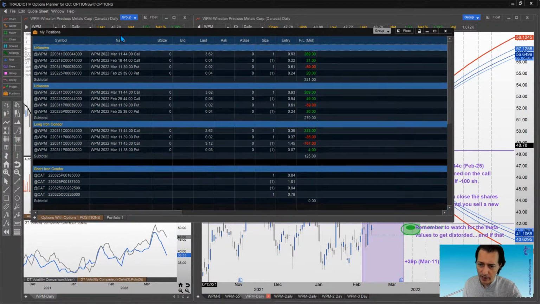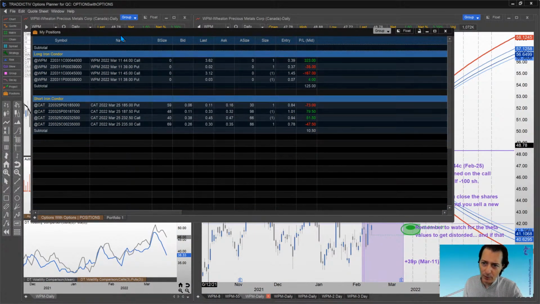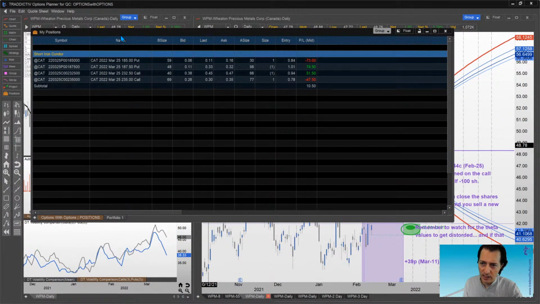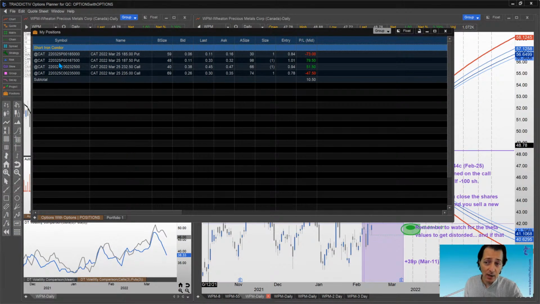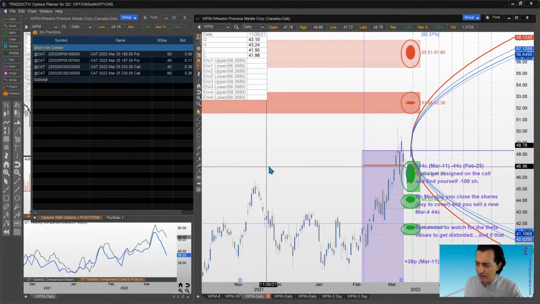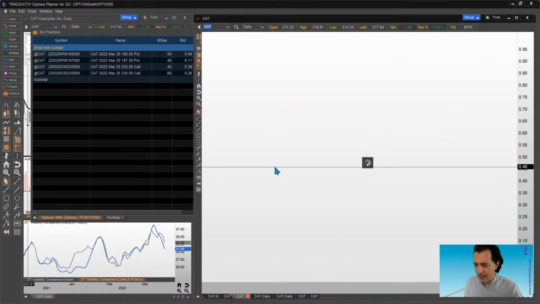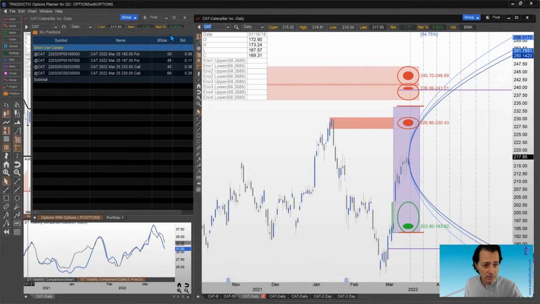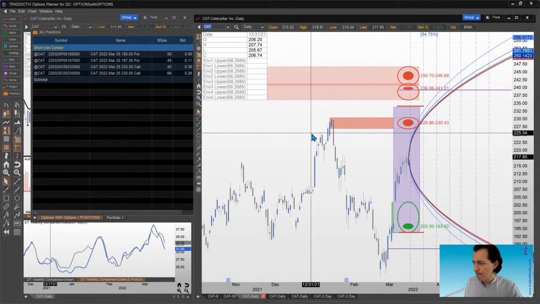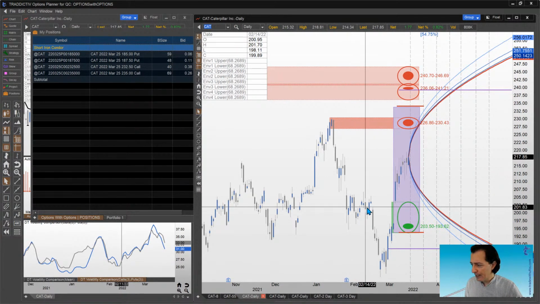Very nice to hear. Okay, so I'm going to get rid of WPM because this trade is over since last Friday. And now let's look at Caterpillar, which is the other trade that we have running, which is an iron condor. And it will be time to look into it and see if anything needs to be done with this particular trade.